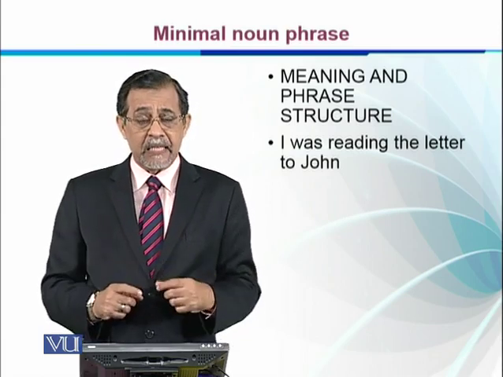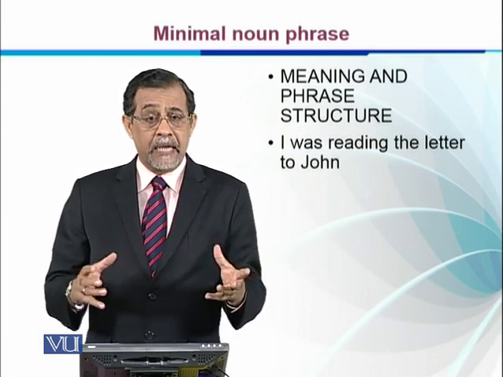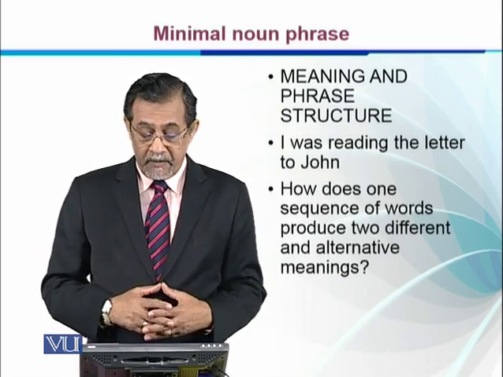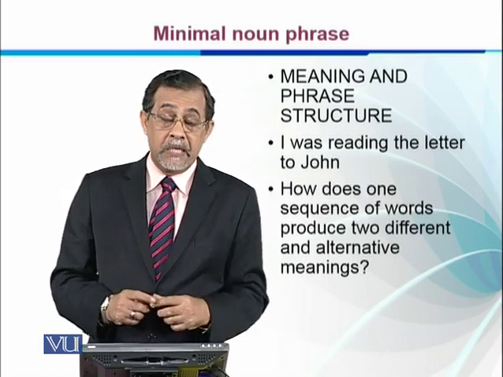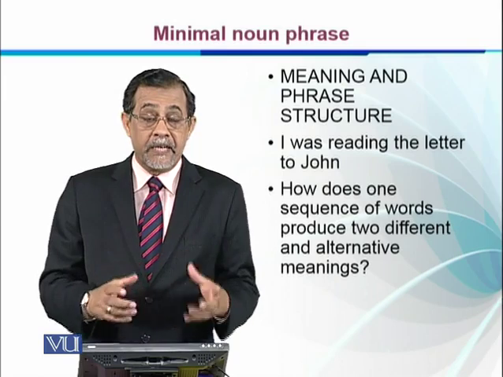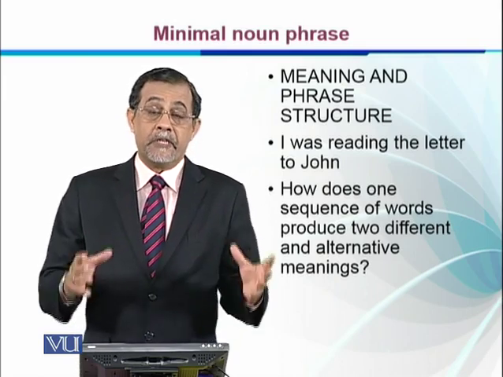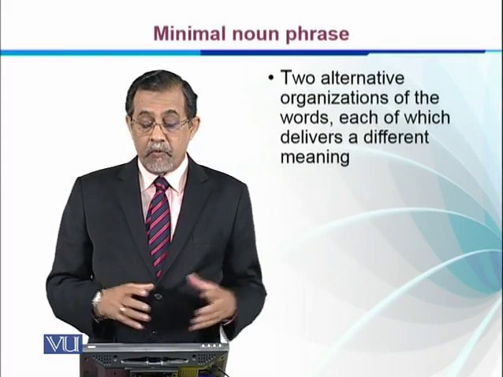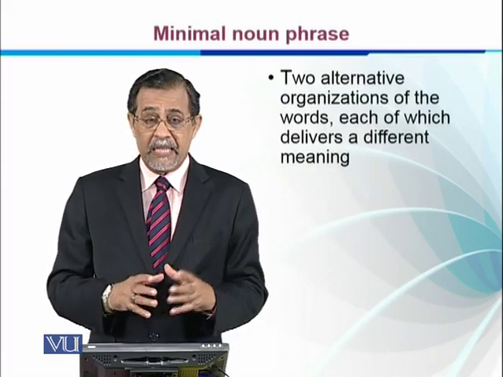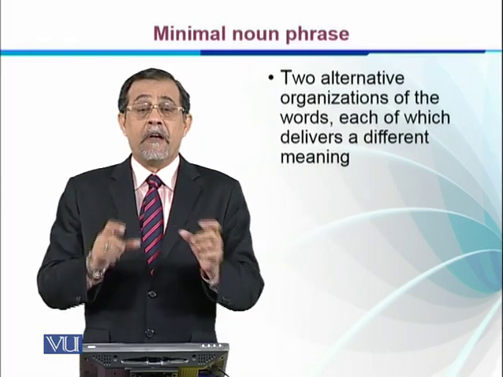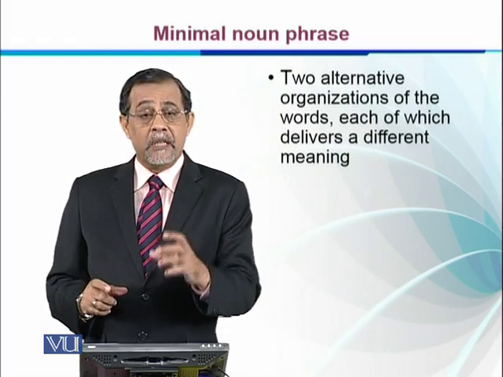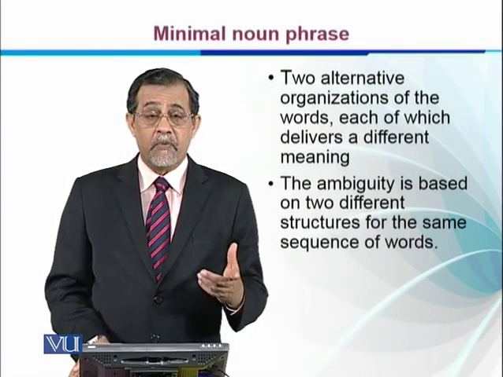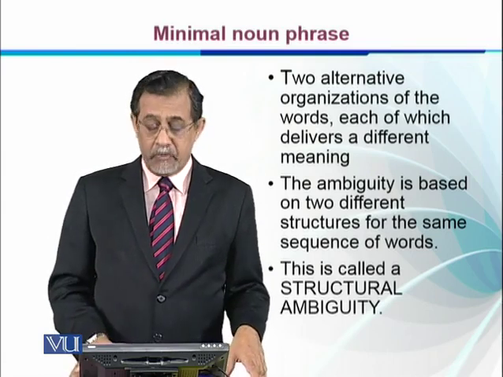So why does this sentence have these two meanings? As I said, there is structural ambiguity. How does one sequence of words produce two different and alternative meanings? That is the question. Being a student of syntax, you must be very clearly aware of how these two possibilities arise. Two alternative organizations of the words, each of which delivers a different meaning. So we say that there are two different sequences of the words or phrases, and because of these differences there are two meanings. The ambiguity is based on two different structures for the same sequence of words. This is called structural ambiguity.